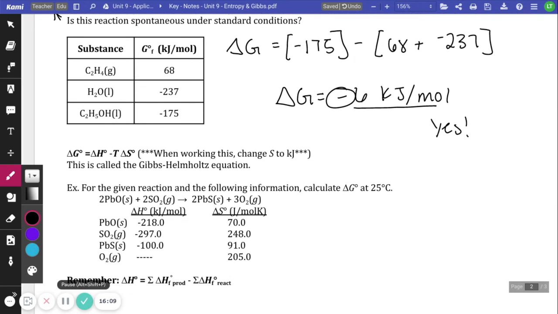All right, sometimes you might be given the G's of formation or the Gibbs of formation, but most of the time we're probably going to be given delta H and delta S as well. So this is the equation that we'll be using a lot, which is delta G is equal to our change in enthalpy minus our temperature times our change in entropy.